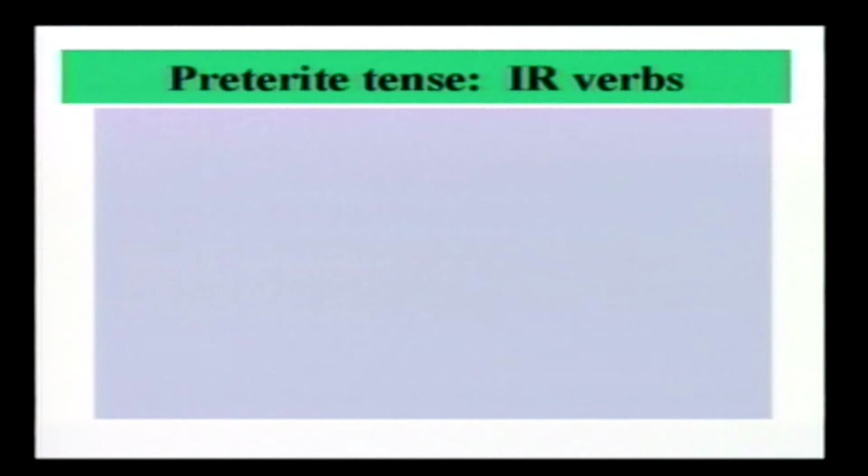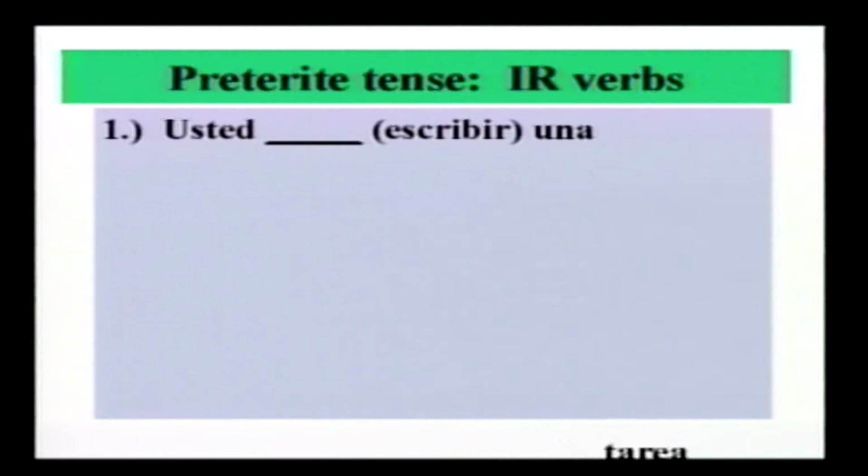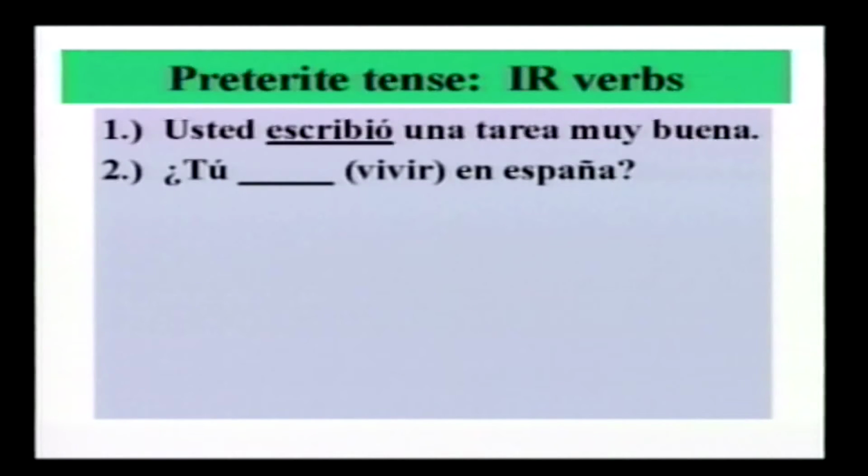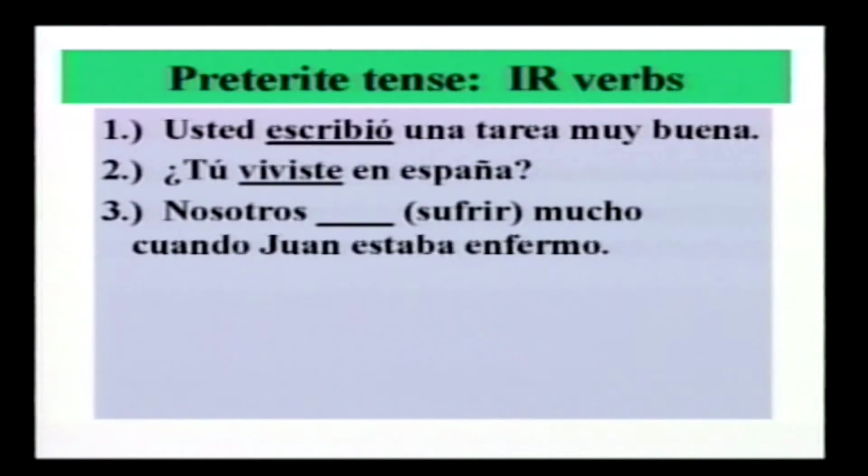And finally, with IR verbs. Remember that the endings are the same in the preterite for ER and IR. Usted escribió una tarea muy buena. You wrote a very good homework. Number 2. Tú viviste en España. Do you remember España? That's Spain.